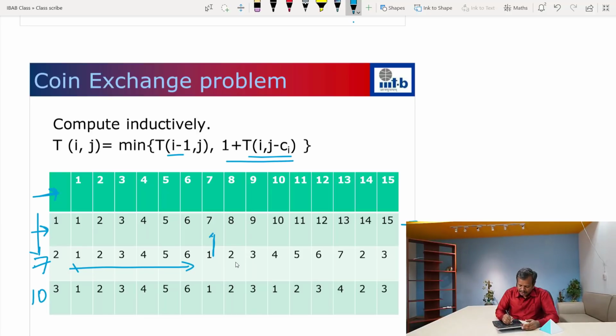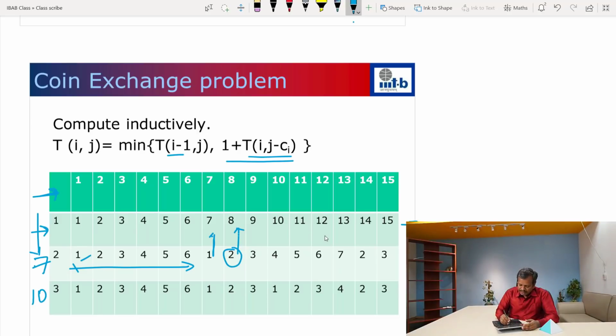Similarly, when I come to 8, it is the minimum of 8 comma, and I have to look at t of I comma 8 minus 7, which happens to be 1. So this entry will be the minimum of 8 and 1 plus t of 2 comma 1, which is 1. So 1 plus 1 is 2.